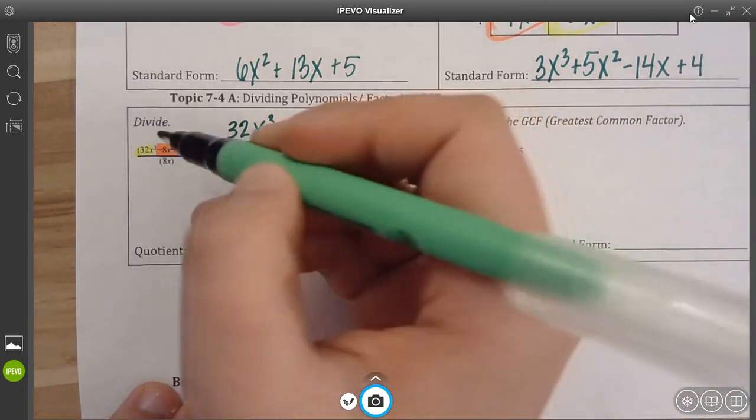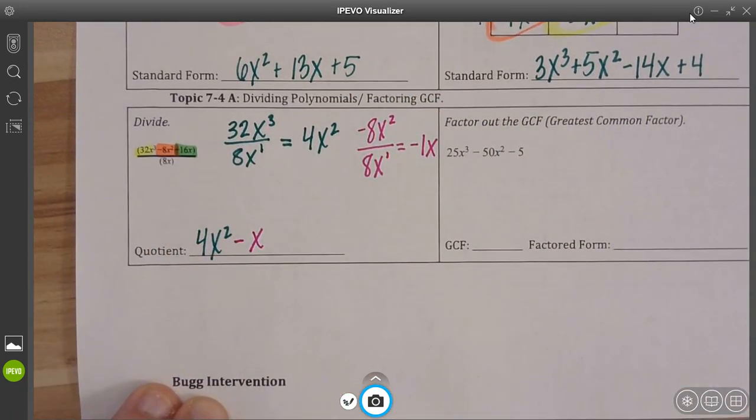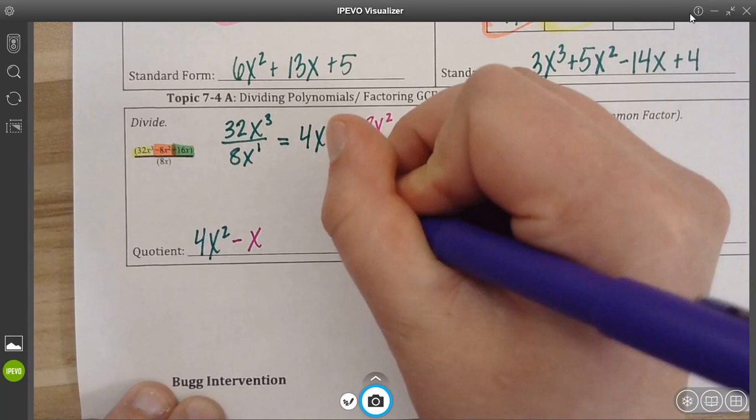And last but not least, our final term that we need to divide is that 16x. So I'm going to have 16x on the top.